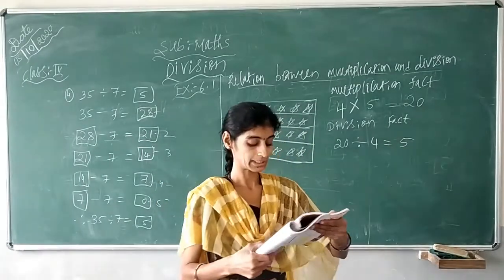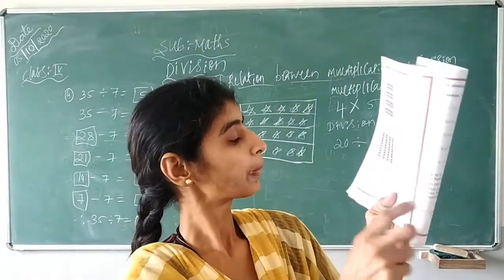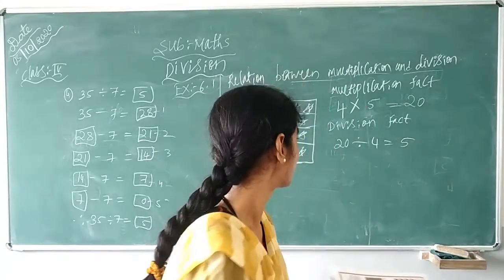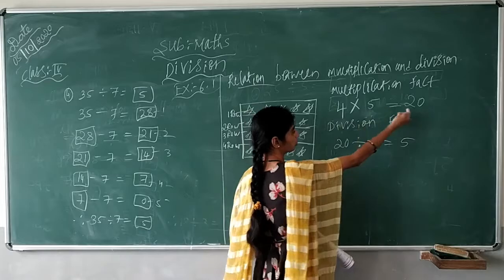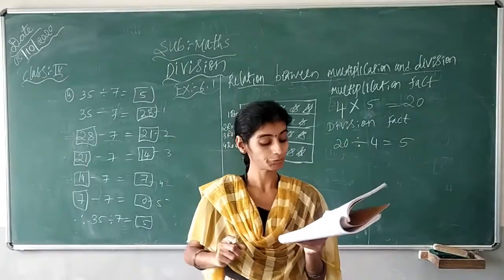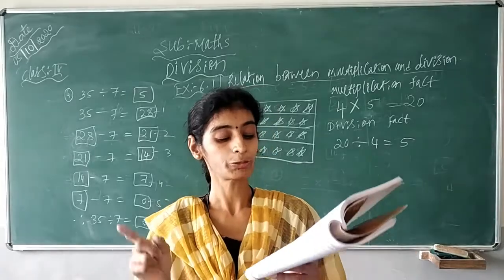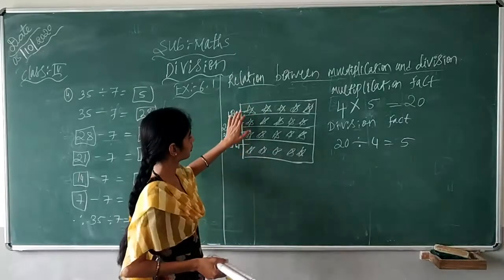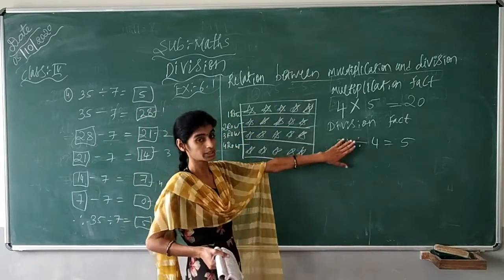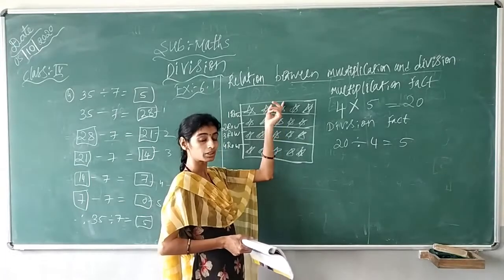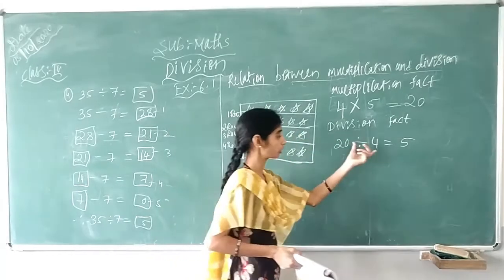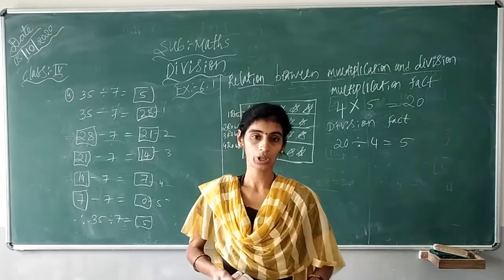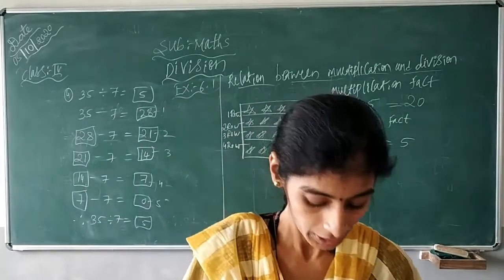Here you can read one note they have given, children. In multiplication, we can find the product of two numbers. In division, we can find the missing number if the other number and the product are known. So now from this figure, we will come to know that 20 stars are there. How many rows are there? 1, 2, 3, 4. 4 rows are there. Now we will get how many stars are there in each row. So in this way we are going to write the multiplication fact and the division fact, children.